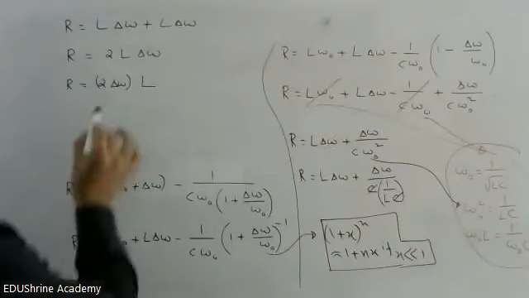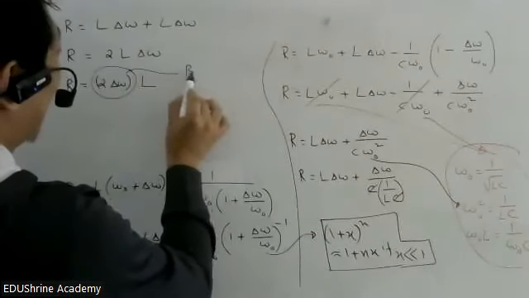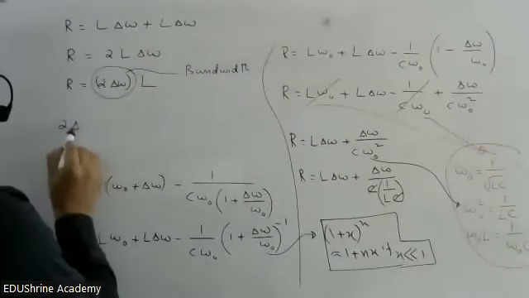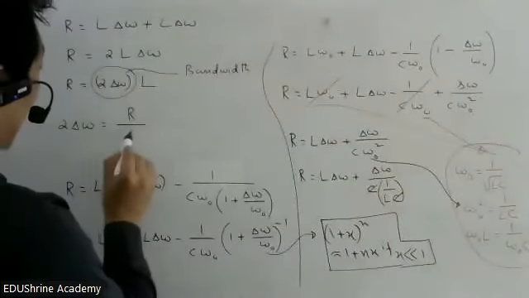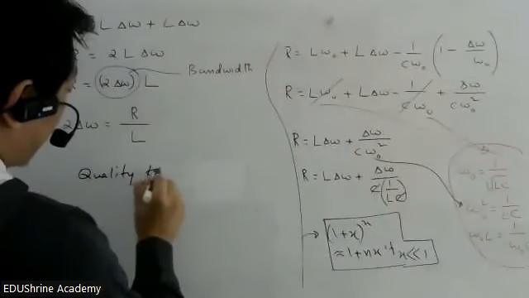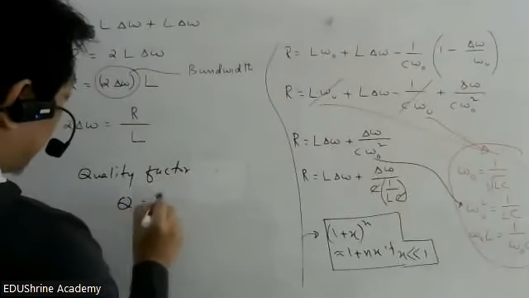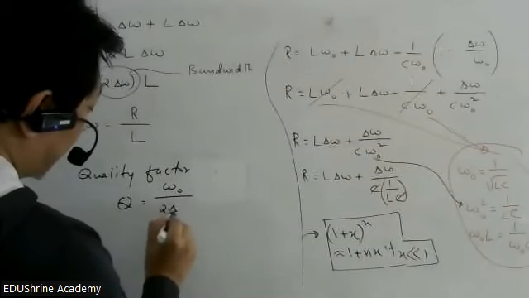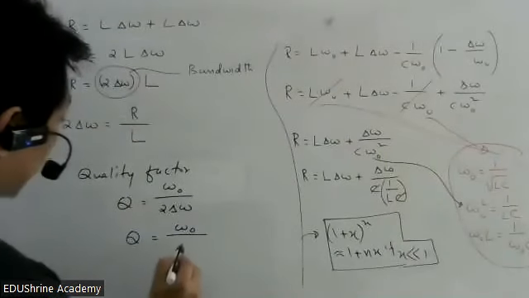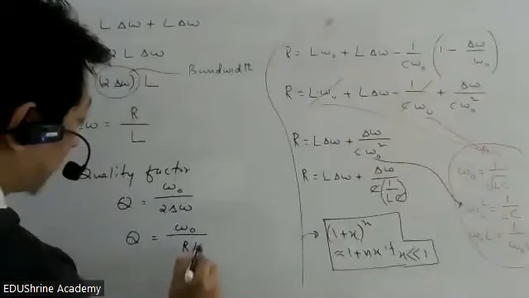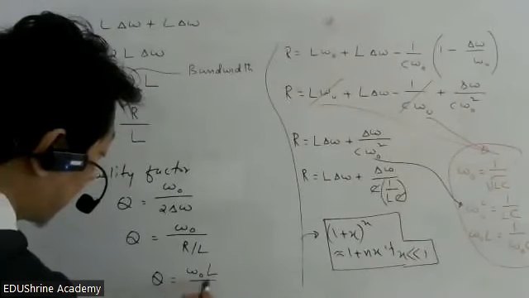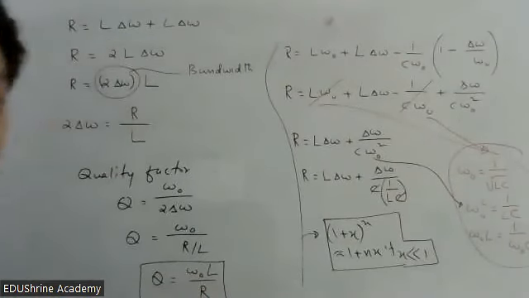Now, do you remember who is this fellow? Bandwidth. Yeah, super. So 2 delta omega is equal to R by L. Quality factor. Remember, our aim was to derive the formula for quality factor. It was equal to resonant frequency by bandwidth. So it will be equal to omega naught by, what is 2 delta omega? R by L. So R by L will go up. So the quality factor formula is omega naught L by R. So this is the easy one to remember.